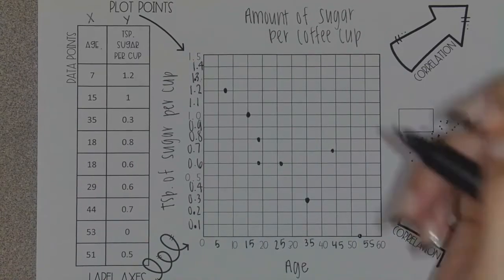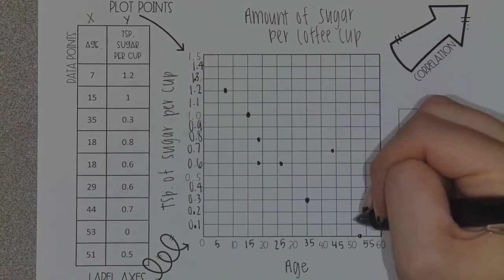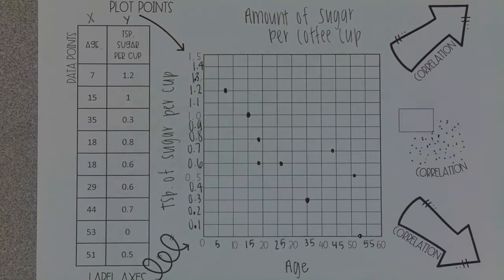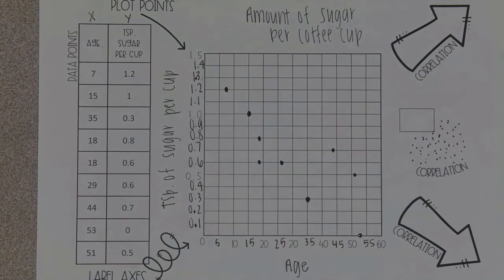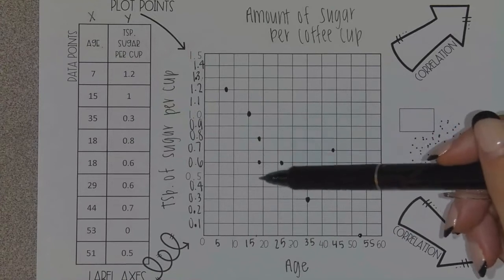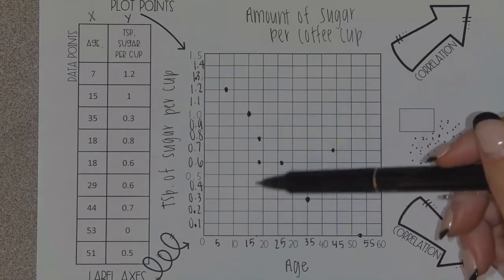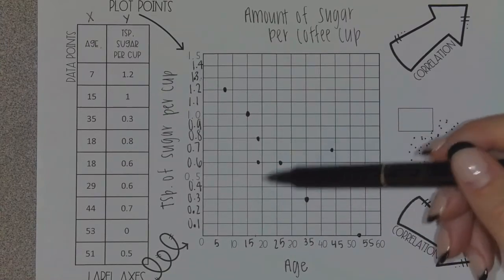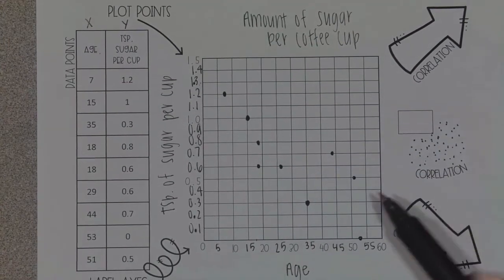And then our 51-year-old only puts half a teaspoon. So 51 is pretty close to 50 and a half. Okay, so one of the things that we've never had before on a graph is we've never had 2 points that share the same x value. We've had some that share the same y, but never the same x. So that's a new thing with our scatter plots.